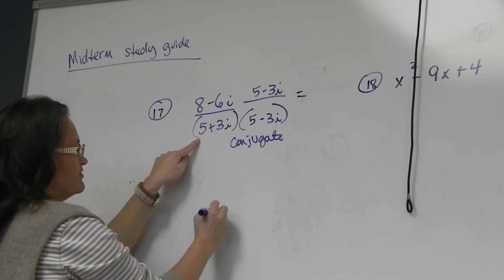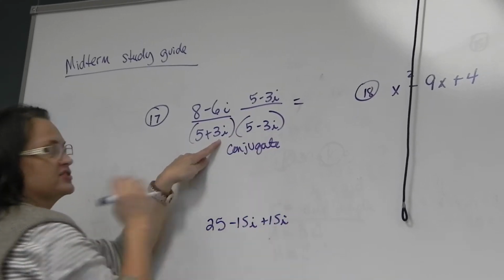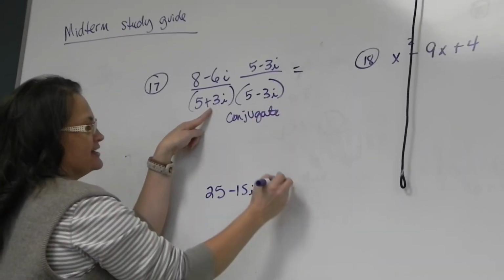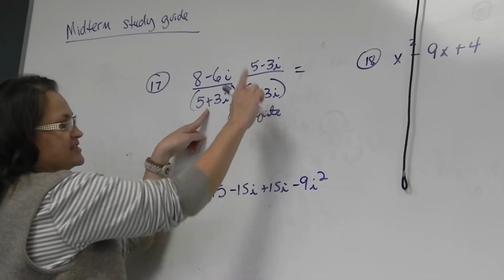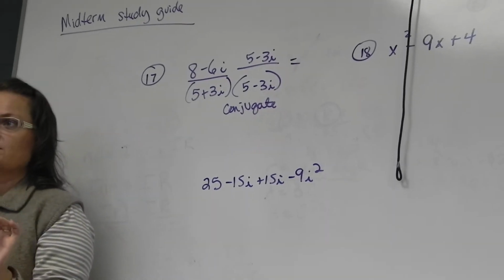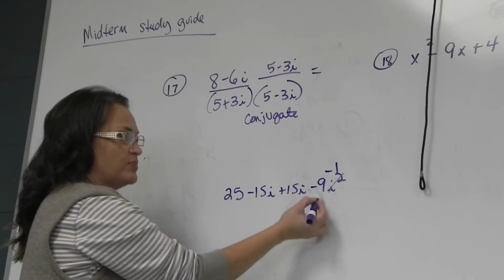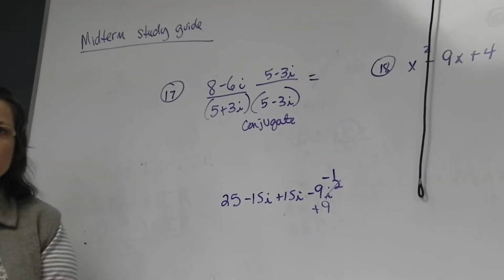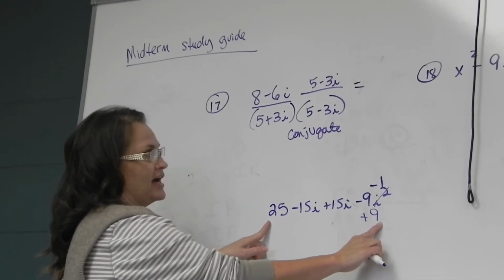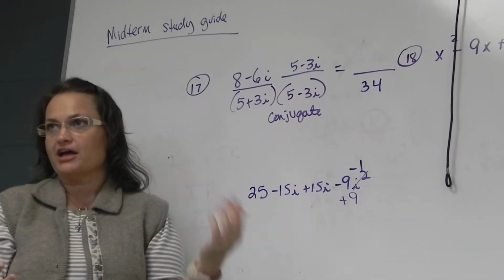So first is 25. Outer is negative 15i, and inner is positive 15i. Guarantee the inner, outer would cancel. You may not even want to write that down. Last. Positive times negative is negative, but because of the i times i is i squared, and i squared is assigned the value of negative 1, the negative 1 will change the sign of that term to positive 9. Anytime you have i squared on a term, it will change the sign of that term. So we really have a 25 plus 9, which is 34. So the denominator FOILed, rational number, 34.